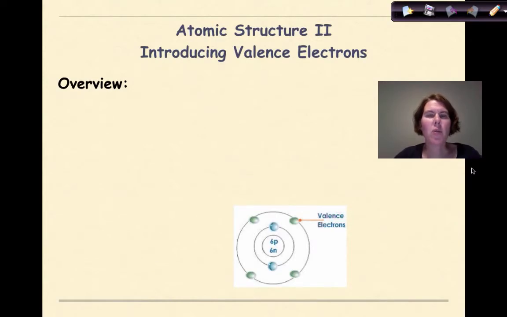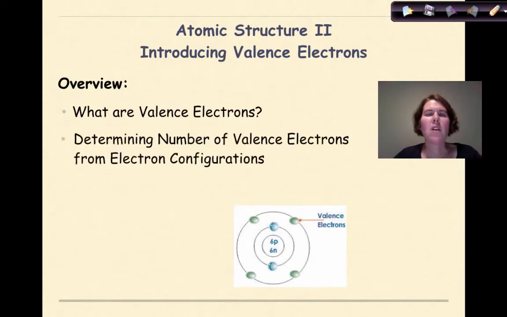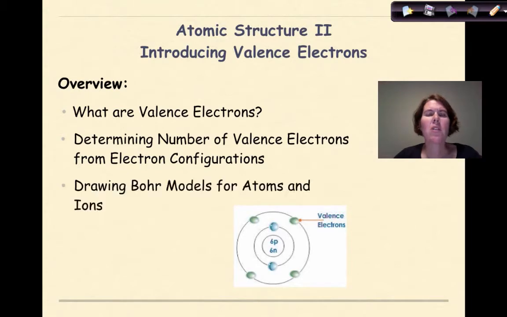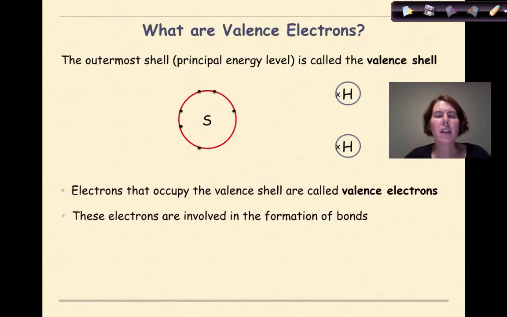In this tutorial, we're going to be looking specifically at what valence electrons are, determining the number of valence electrons from electron configurations, drawing Bohr models for atoms and ions, and finally a little bit of practice at the end. So what are valence electrons? What do you need to know about them?